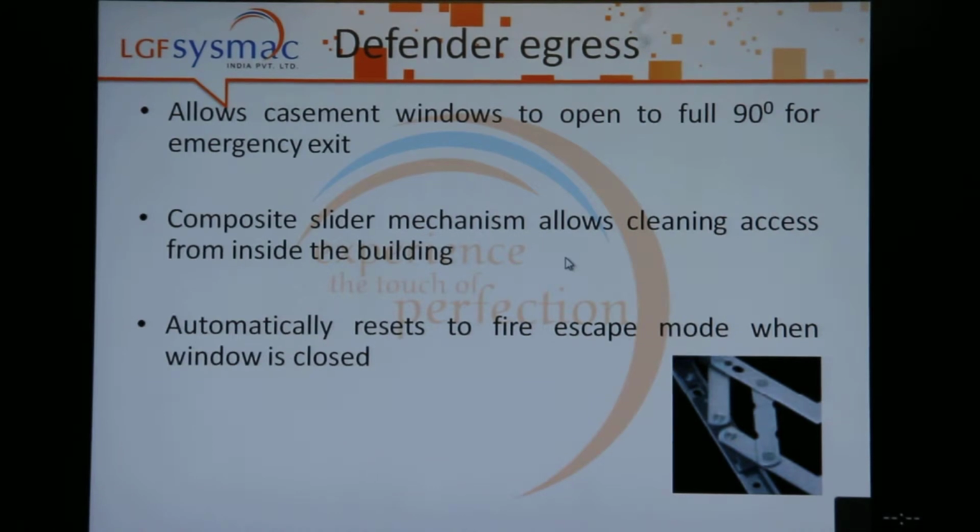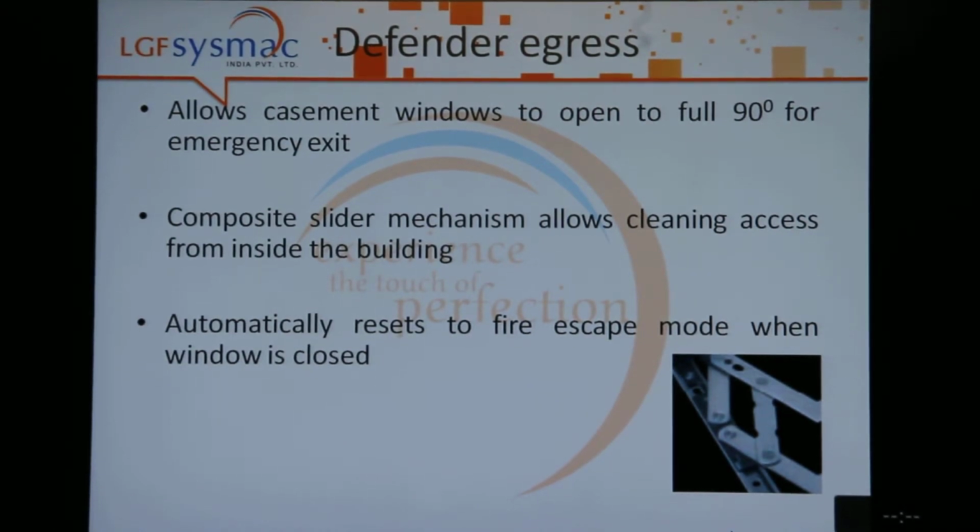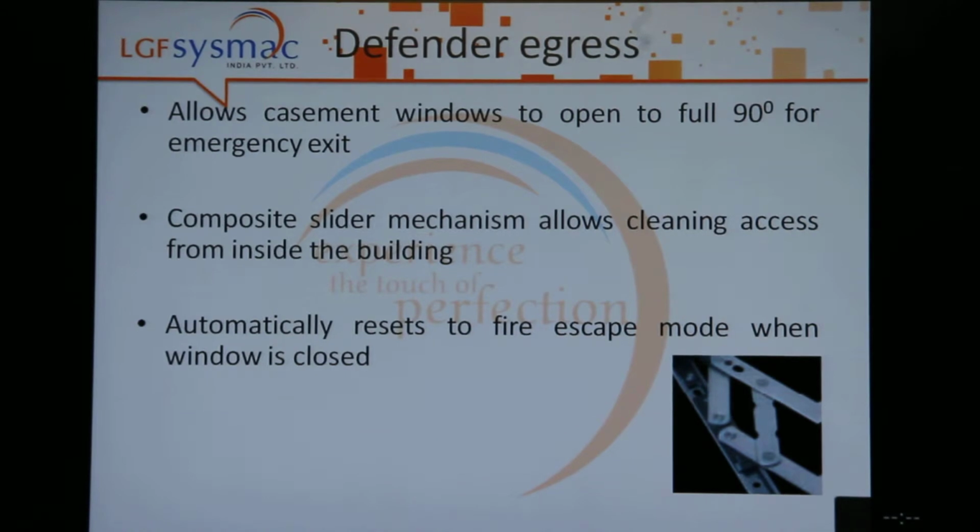Defender egress. Allows the casement window to open to a full 90 degrees for emergency exit. Means with the Defender egress you can open the window up to 90 degrees, and when some accident has happened in your building, you can provide a whole solution through the 90 degree opening, where you can give a ladder and get down from the exit, like that you can save yourself.